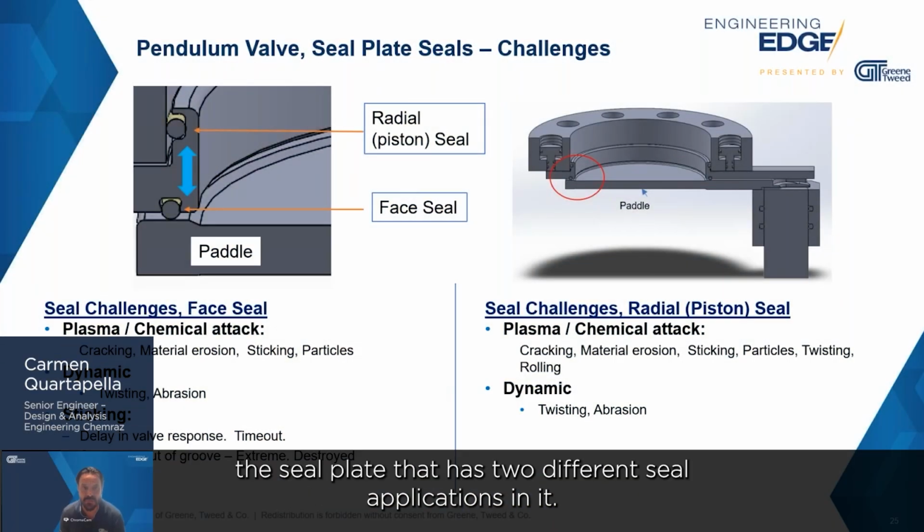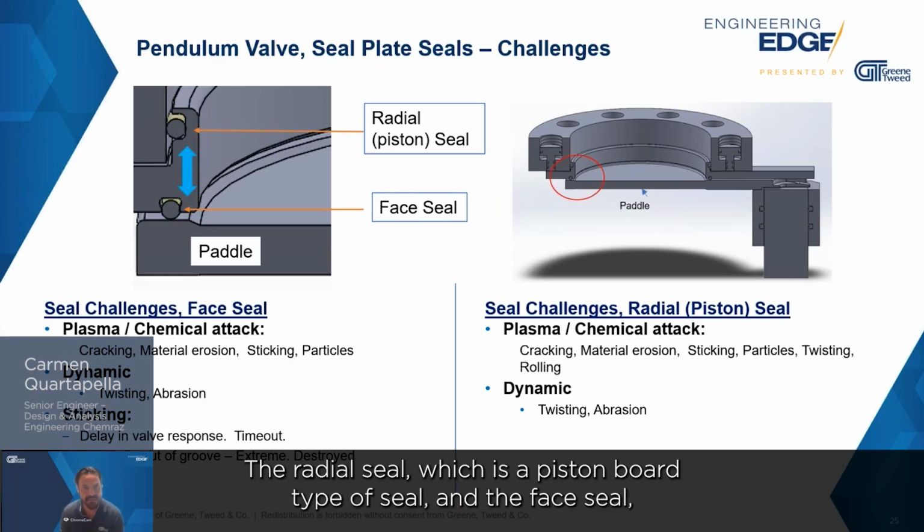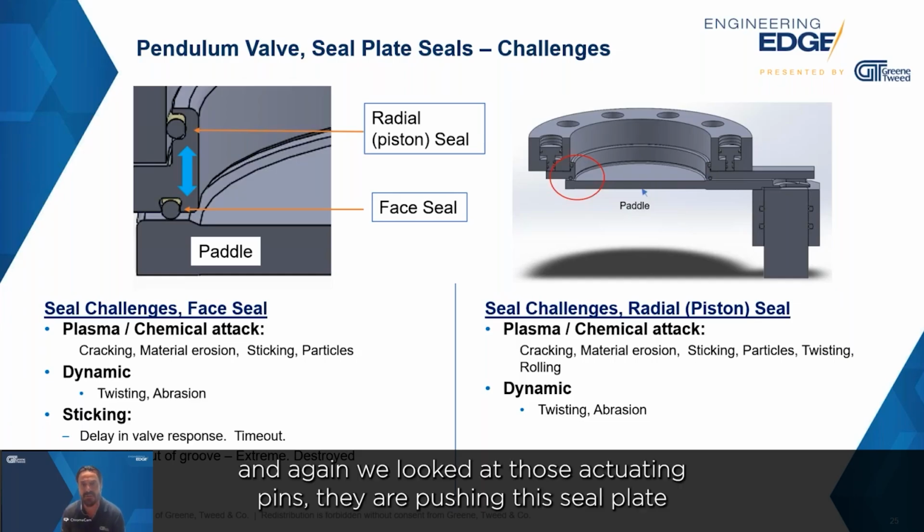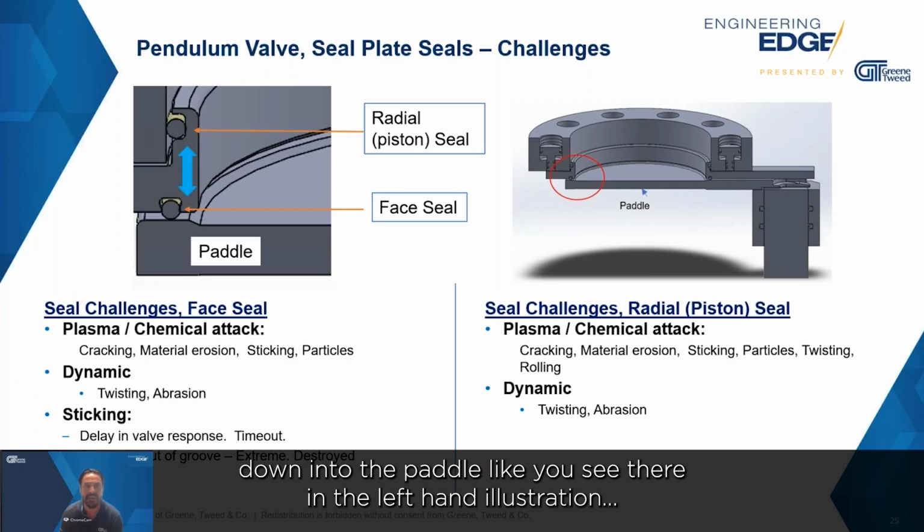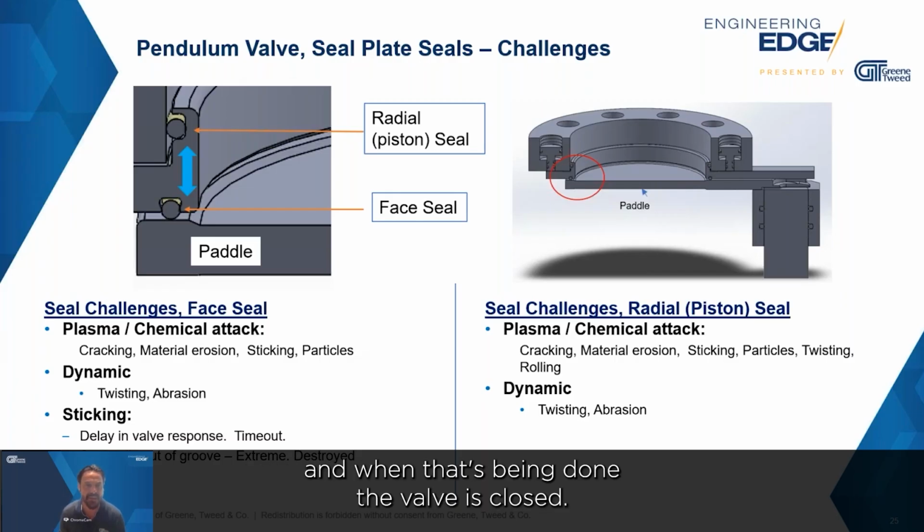Look at is the seal plate that has two different seal applications in it: the radial seal, which is a piston and bore type of seal, and the face seal. And again, we looked at those actuating pins. They are pushing this seal plate down into the paddle, like you see there in the left-hand illustration. And when that's being done, the valve is closed.